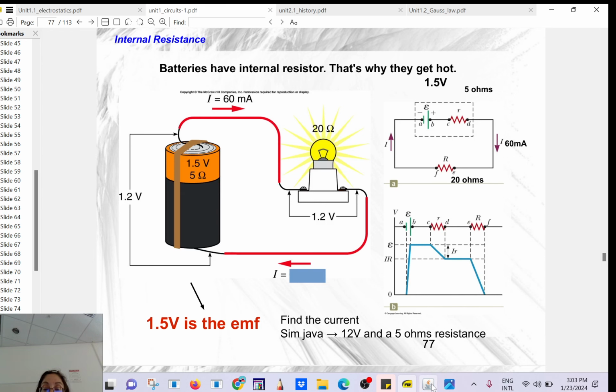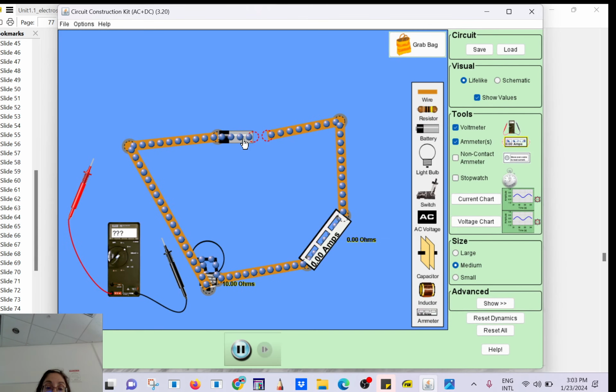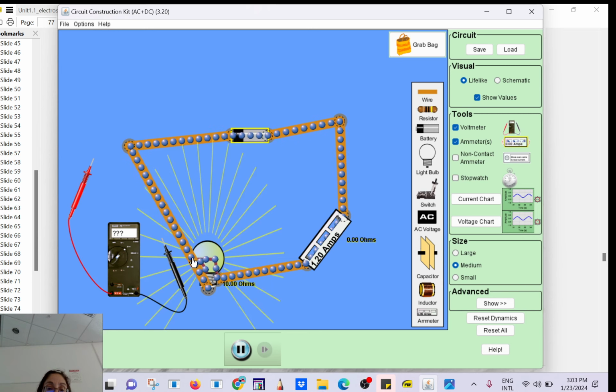So I want to show you, I have an app here. Nothing special here. I have a 9-volt battery and inside there is no hidden resistance. So let's compute the current here: 1.2 amps. How much is the power supply? 12 volt. How much is 12 divided by 10? 1.2. So there is nothing surprising, right? It's a brand new battery.